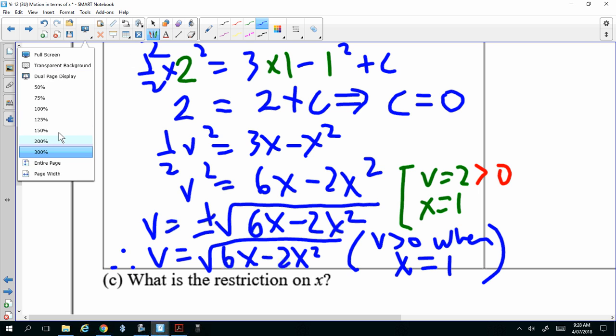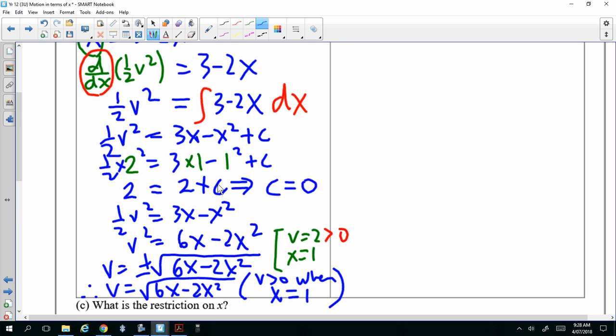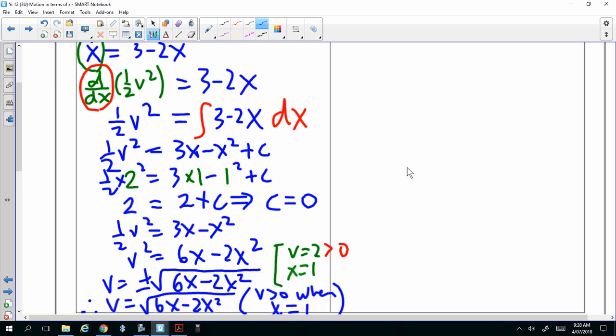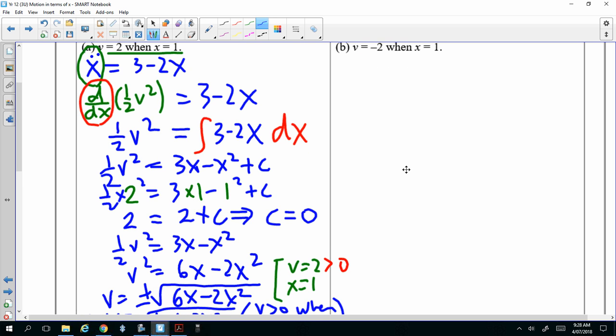What else is there? We'll do the next one. We'll do the same thing again for the next one. v is negative 2. So do the same thing again. Start with x double dot. I think you get the same result. Very similar. Alright, try this one, and do this whole thing again.